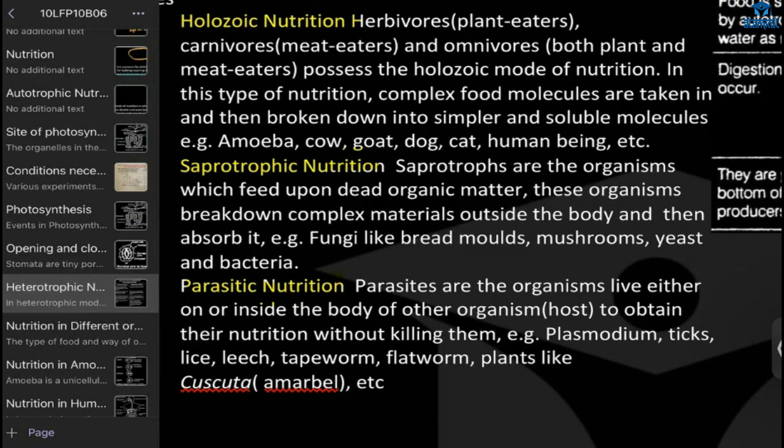When you see spoiled bread, you will find some black-colored dots on it. If it is spoiled, the digestion is occurring there, but it is external. The saprophytic organisms, that is fungi, bread molds, are acting on it.